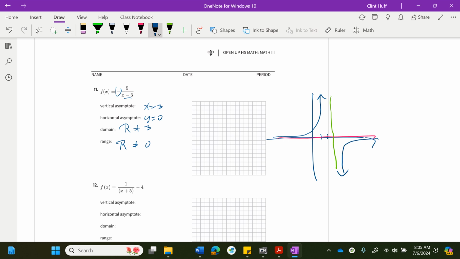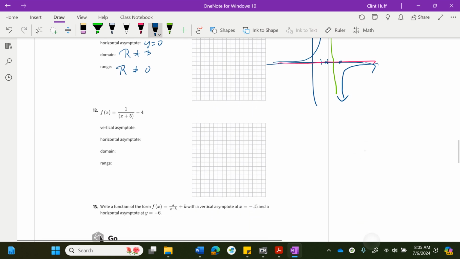The way I handle this is I pick a value just to the left and right of the vertical asymptote and plug it into the function to see if it's positive or negative. If it's positive, it goes up on that side of the asymptote. If it's negative, it goes down.